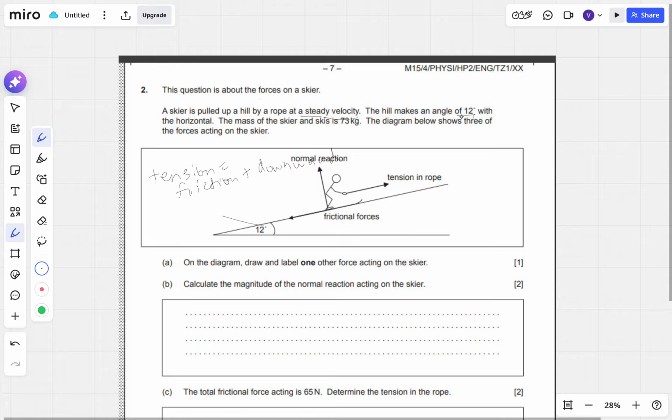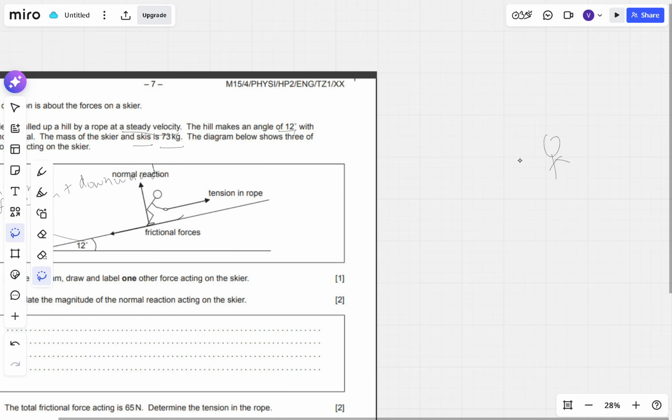So it makes an angle of 12 degrees with the horizontal. The mass of the skier is 73 kgs with the skis, and there are three forces acting on the skier. So what tip would I give you? I'm learning this curriculum as well, but what I personally do is make a small diagram off to the side. So where I've made one, this is a stick figure. It can be a simple stick figure.